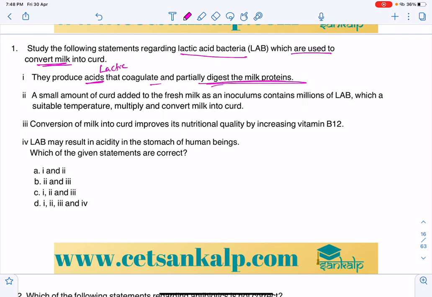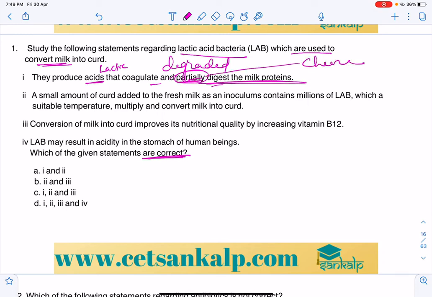Now here, we have to select the correct answer. They produce acids that coagulate and partially digest milk protein, that is correct. Here, mainly milk sugar is also completely digested. During the process of conversion of milk into curd, milk protein is degraded, not completely but partially. If it is completely degraded, that is cheese.